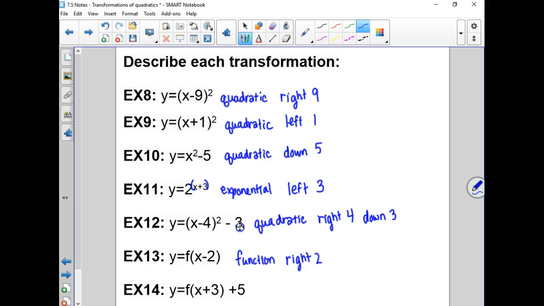Then for example 14, we're going to see a function that has been moved to the left 3, the opposite of the sign inside of the parentheses, and then up 5. So we have a couple transformations that have happened there.